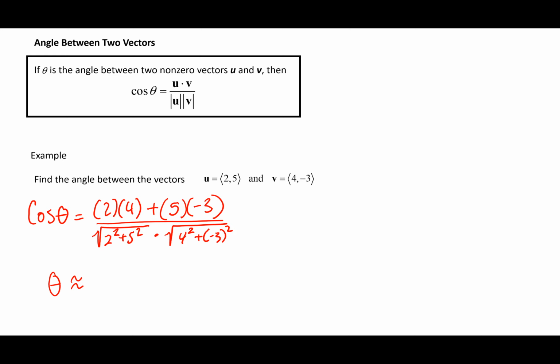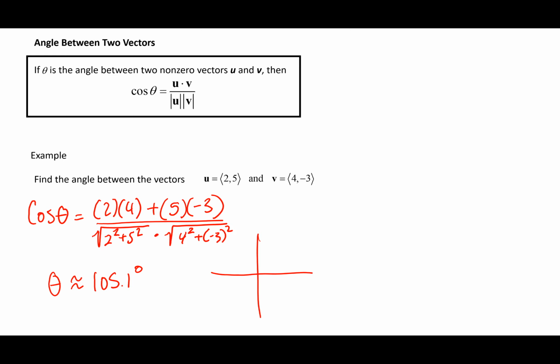Oh, I'm in radian mode. I say I always do degrees, and I didn't put it in the right mode. So in degrees, I get 105.1 degrees. So theta is about 105.1 degrees. Without drawing these out, and of course you could draw it out, right?